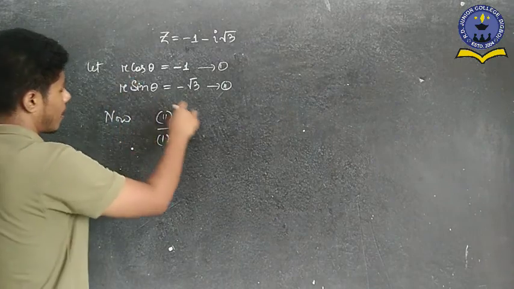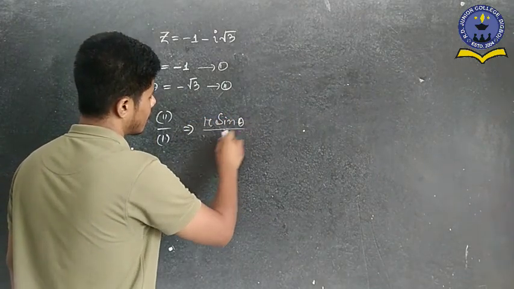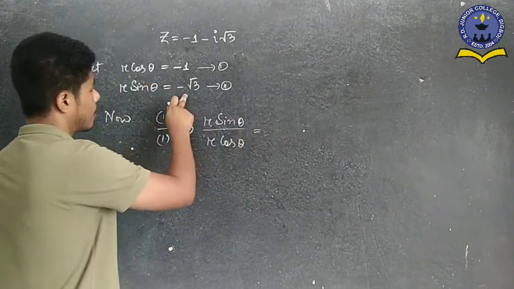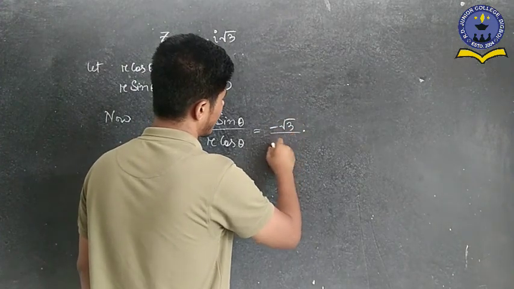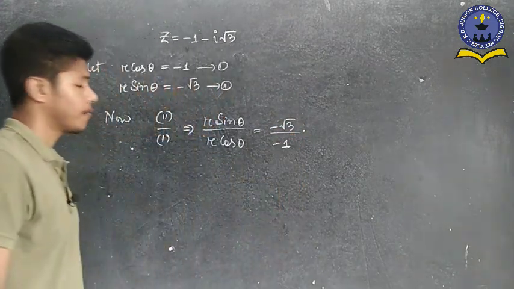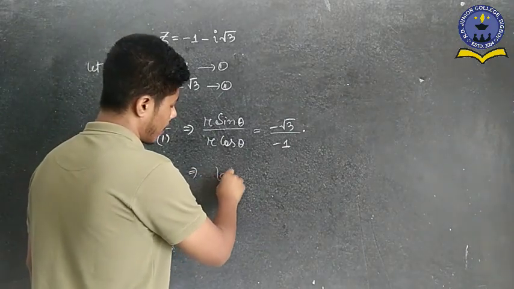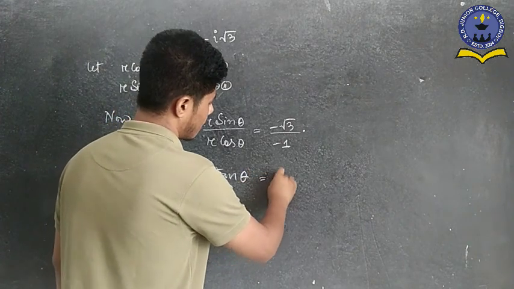r sin theta by r cos theta we have to write. So r sin theta divided by r cos theta equals minus root 3 divided by minus 1. If we divide this, we get it in this way. So now from here, what we get? Tan theta equals root 3.